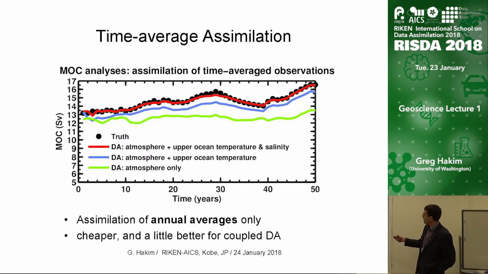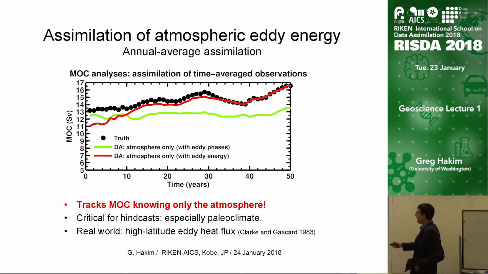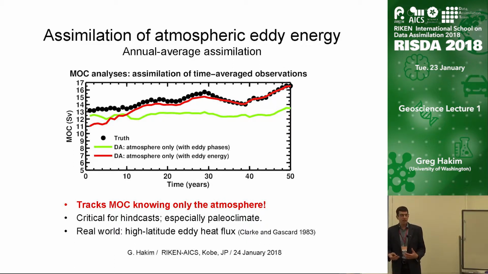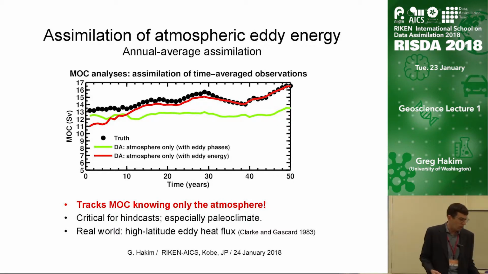Now, if we do this, we find that we track the atmosphere better, and even better still, if we pick the right variable. So now we're doing annually averaged atmospheric measurements for the eddy energy. The eddy energy is the thing that is driving the hydrologic cycle. These are the extratropical storms that are dropping precipitation like we experienced yesterday. And lo and behold, if we do yearly assimilation on those, they track the state. And in the real world, this is essentially getting the high latitude eddy heat and precipitation flux, which is driving the buoyancy into the ocean at high latitudes.